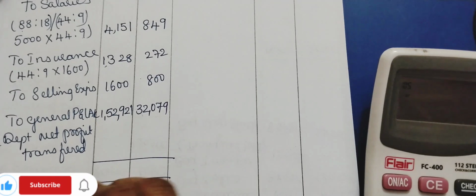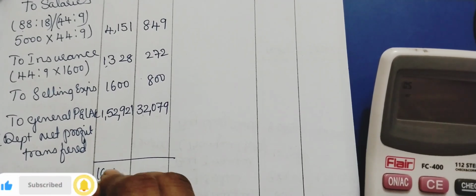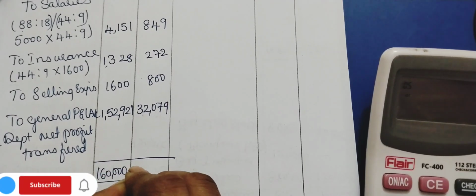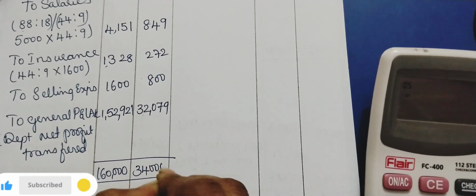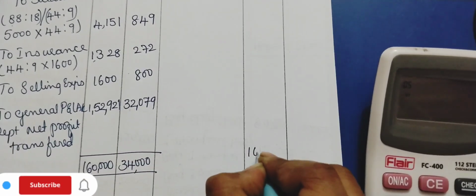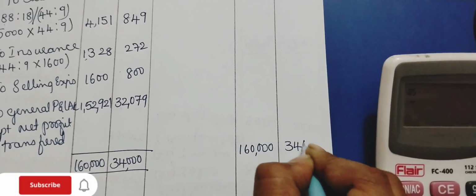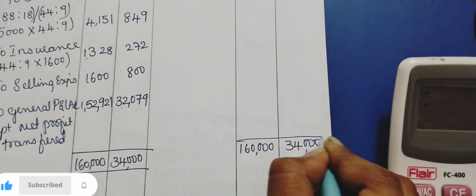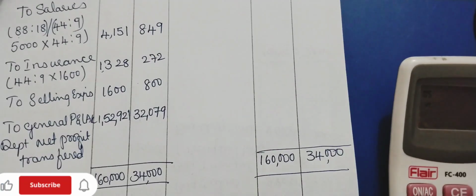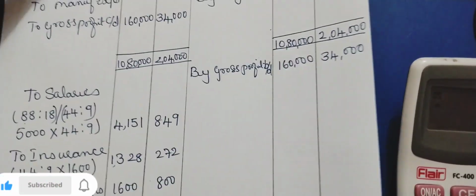The total we are writing 1,60,000, 34,000, 1,60,000, 34,000. Right. Now we need to prepare the general profit and loss account.